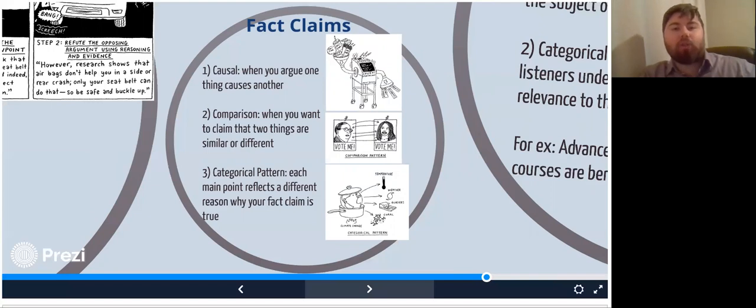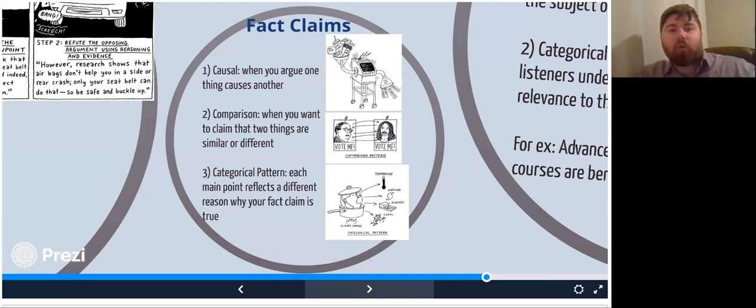Now, comparison is when you want to claim that two things are similar or different. You've probably heard a lot about whether or not this is similar to the 1918 Spanish influenza, because I think around 100 million people died. Some people are trying to make the comparison of whether COVID-19 is going to be like the Spanish influenza of the early 20th century. We're still yet to see. It's not looking like it's going to be as bad, but it's bad. It's bad in and of itself.